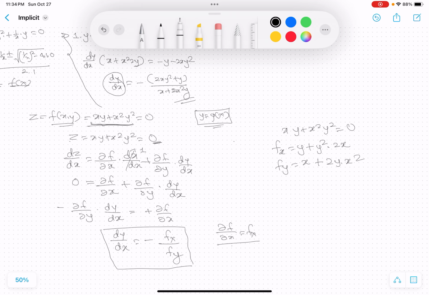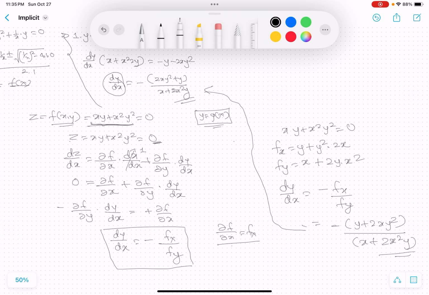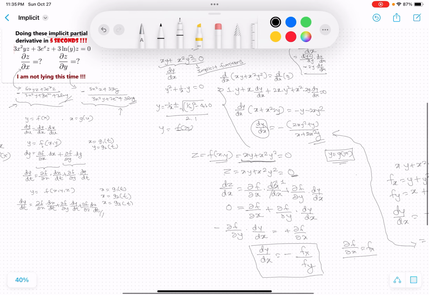Now to find dy by dx, this will just be minus f sub x by f sub y, which is minus of y plus 2xy square divided by x plus 2x square y. So we see that we have got the same thing, and this actually works, and this was pretty simpler than the previous one, right?